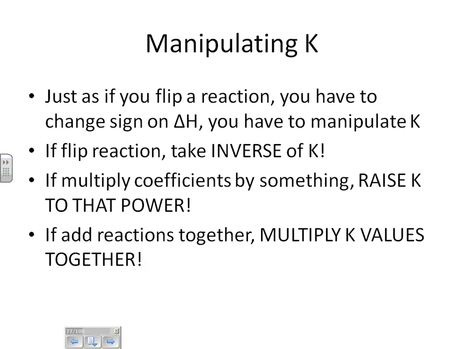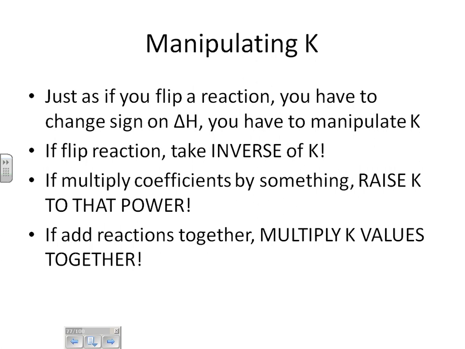And then finally, if you add reactions together, like in Hess's law, to get the target reaction, instead of adding the K values together, which is not appropriate, you're going to multiply the K values together. So these are slightly different rules that take into account that K as an expression is products over reactants raised to their coefficients. The rules are reflective of that.